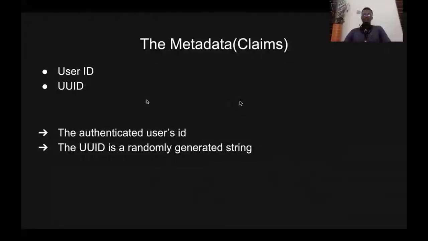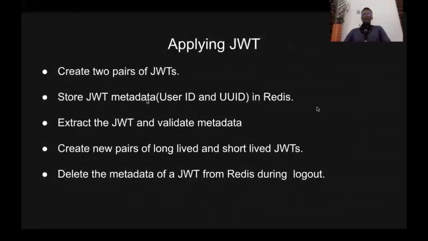So as we progress, we're going to see where we created the JWT and how we use the user's ID and the UUID as claims. So let's see what the talk really covers in terms of applying JWT. First, we're going to create two token pairs. The first is the access token, then the second is the refresh token.